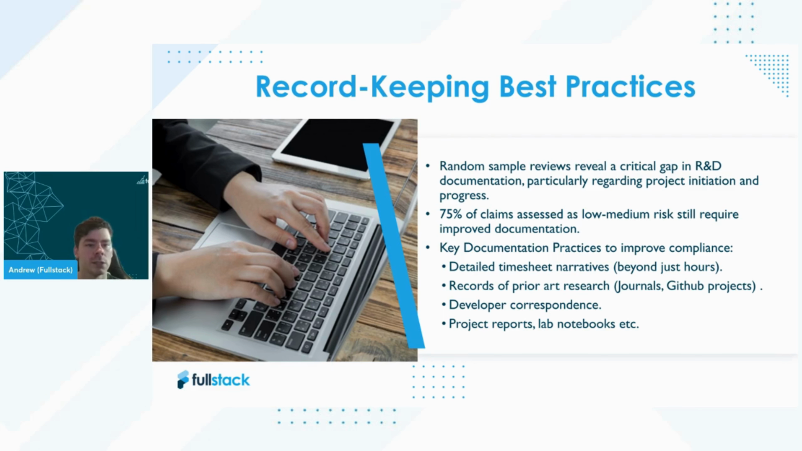So our key recommendations to strengthen your claim under review or audit is to keep detailed timesheets. That includes a narrative of the work performed, not just a spreadsheet of hours, because effectively a spreadsheet of just hours could be completed at any point. You should also keep records of prior art searches. So that would be things like screenshots of journals or screenshots of GitHub projects showing that you did research in the field and found that the R&D activities had to be conducted to develop new knowledge.